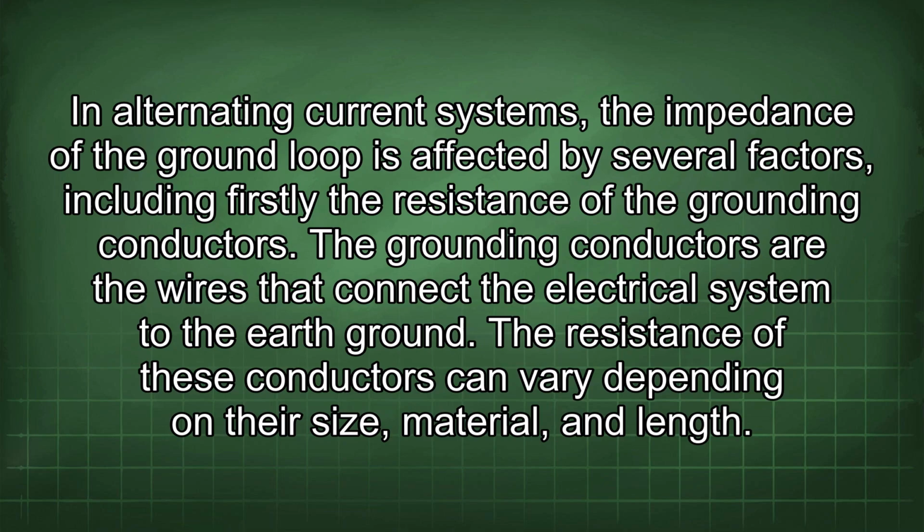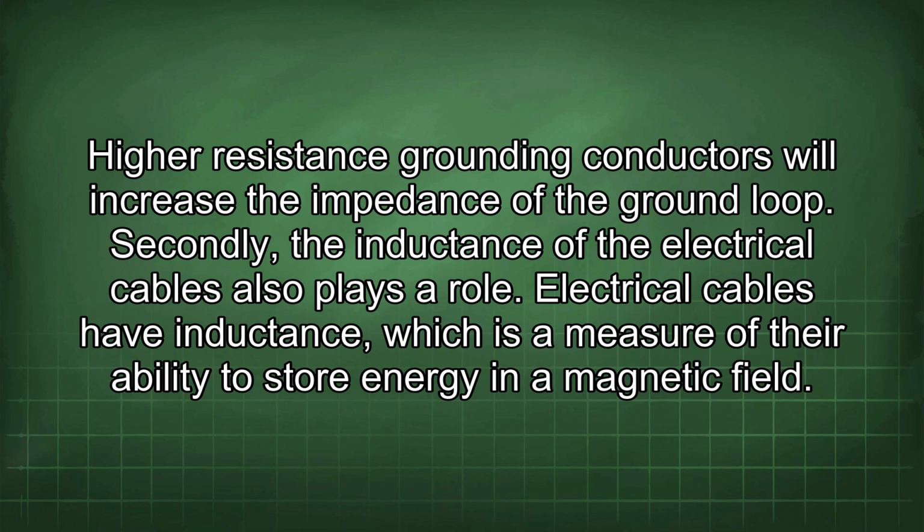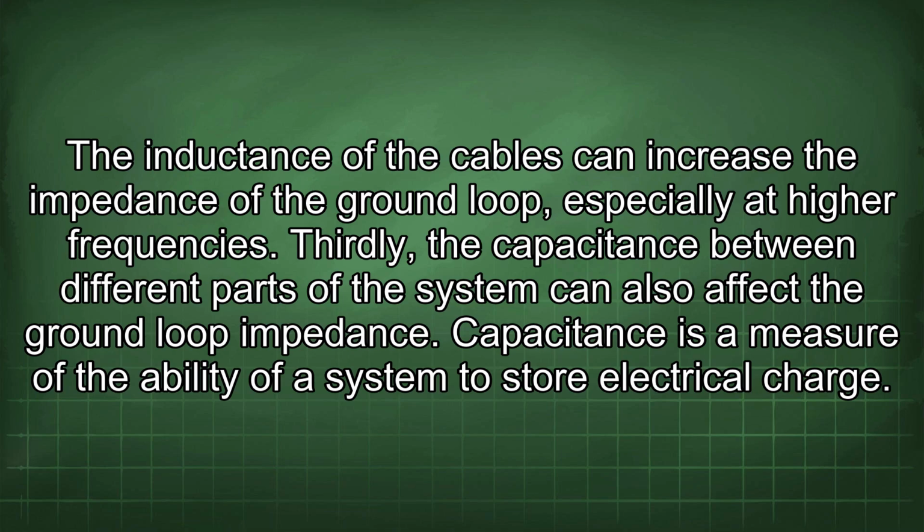In alternating current systems, the impedance of the ground loop is affected by several factors, including firstly the resistance of the grounding conductors. The grounding conductors are the wires that connect the electrical system to the earth ground. The resistance of these conductors can vary depending on their size, material, and length. Higher resistance grounding conductors will increase the impedance of the ground loop. Secondly, the inductance of the electrical cables also plays a role. Electrical cables have inductance, which is a measure of their ability to store energy in a magnetic field. The inductance of the cables can increase the impedance of the ground loop, especially at higher frequencies.